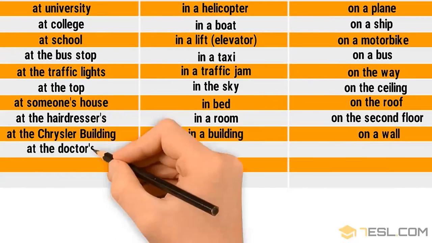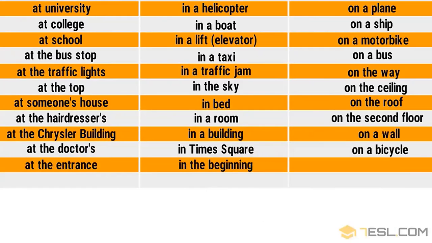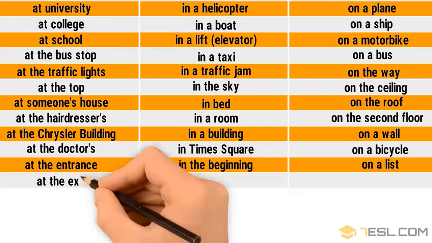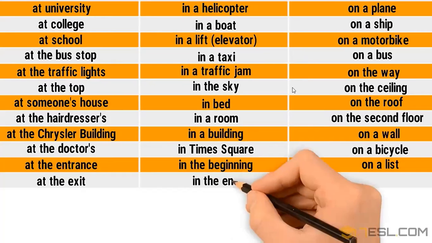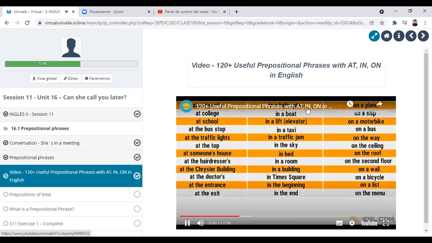At the doctor's. In Times Square. On a bicycle. At the entrance. In the beginning. On a list. At the exit. So basically in here, we have some examples when using the prepositional phrases. Okay, so it is important for you to know.